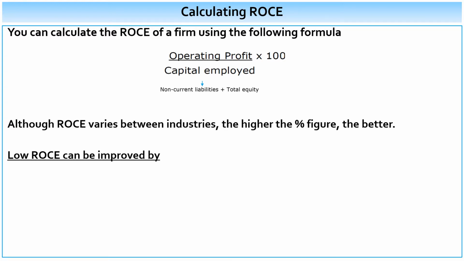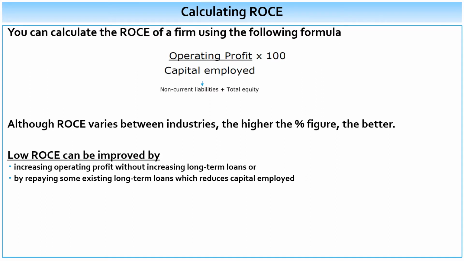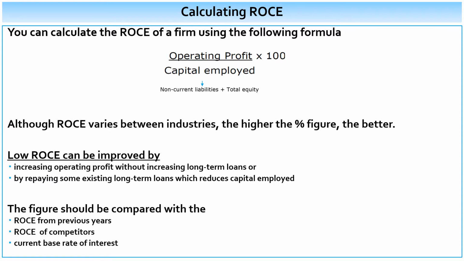How can we improve our return on capital employed if we get a low answer? Well, we can try and increase operating profit, take some measure to increase profit, or if we were to repay some existing long-term loans, this would reduce capital employed. We should be comparing this figure with the return on capital employed from previous years, return on capital employed of competitors in the same industry, or maybe the current base rate of interest. Rather than investing our money in this business, we could always just invest our money in the bank and earn a particular rate of interest.